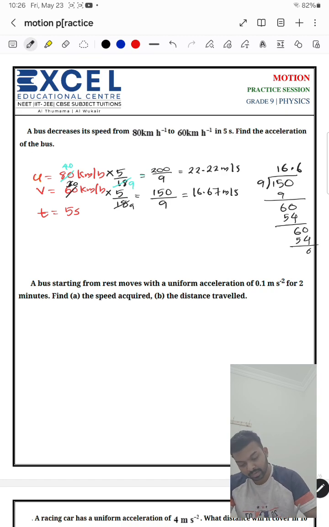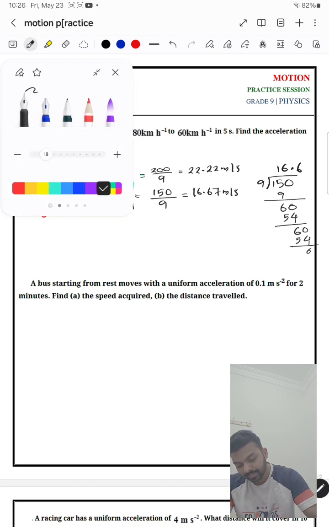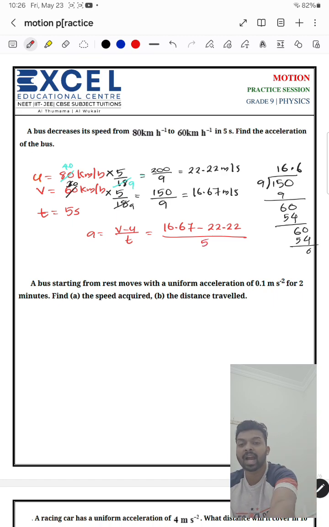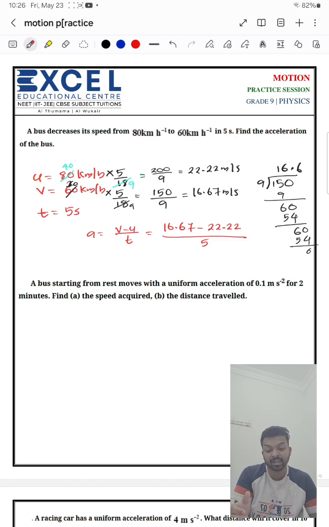So what is it? We know that acceleration is equal to (v minus u) by t, which is 16.67 minus 22.22 divided by 5. Understand one thing, people: acceleration can be either positive or negative. Why? Because here the initial velocity is greater and the final velocity is smaller than that.